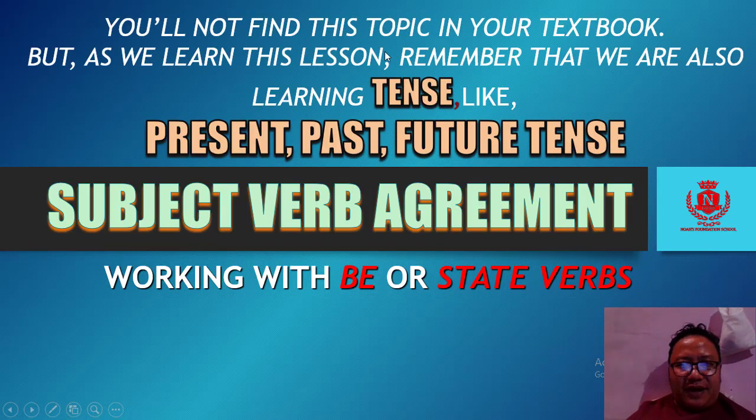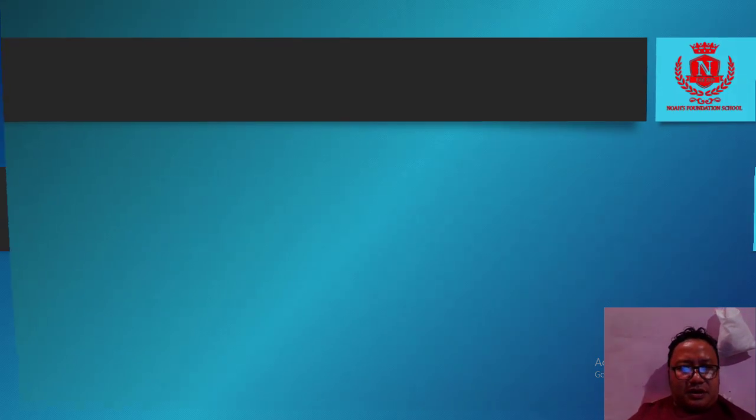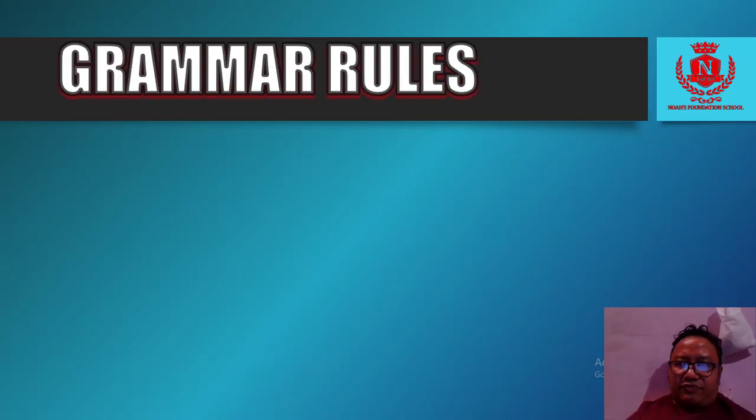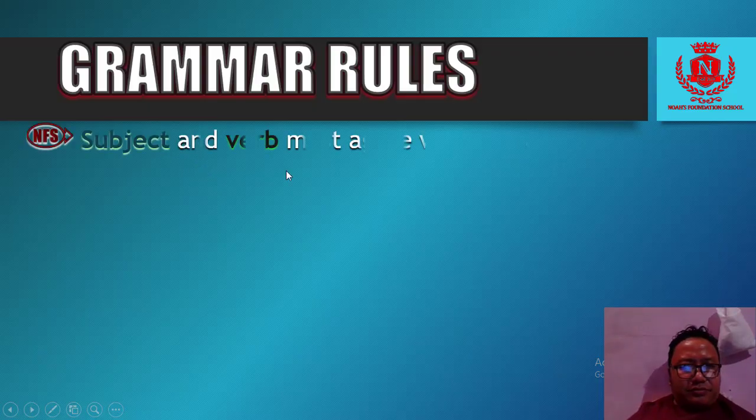You will not find this topic in your textbook, but as we learn this lesson, remember that we are also learning tense, like present tense, past tense, future tense, and in the meantime we are also conjugating verbs. Understand, while learning this subject-verb agreement. But right now we will be focusing on be or state verbs. But before we begin, there are some grammar rules which I want you to know.